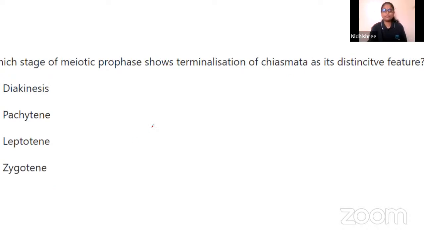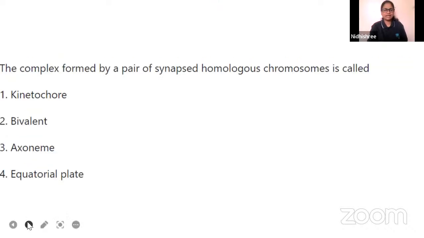Which stage of meiotic prophase shows terminalization of chiasma as its distinctive feature? Diakinesis, Pachytene, Leptotene, Zygotene. Okay, quick answer is given by Chaitra as option A. Aishwarya option A. Lohit option A. Yes, YouTube students. Dyuti, Kumar, Rakshita, Parvati, Meena voted for option A, Vidya. So the right answer is option A, diakinesis.